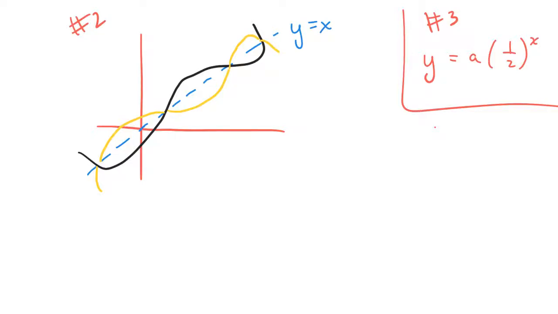Now do you see how those are inverse of each other? So I literally took what's in black and reflected it over that line to draw the new line. So the yellow line is the inverse function of the black line.